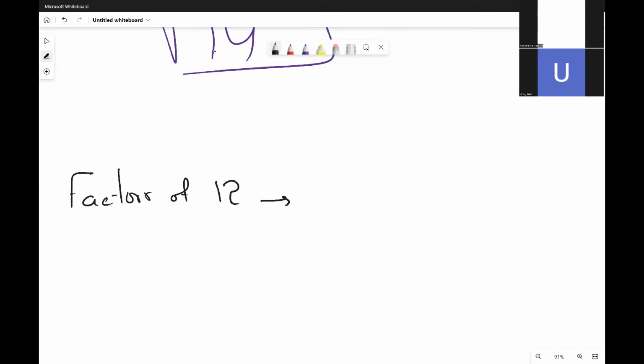12, factors of 12 kya honge? Sabse pehle to negative se shuru karte hain, ya chale positive se kar lete hain. 12 by 1, theek hai, 1 is a factor, 12 answer aayega. 12 by 2, 6 aa jayega. 12 by 3, 4 aa jayega, theek hai. Then 4, then 6, and 12. So these are the factors of 12.